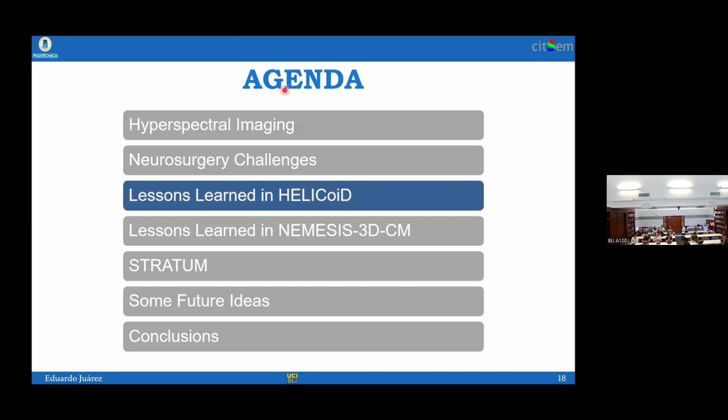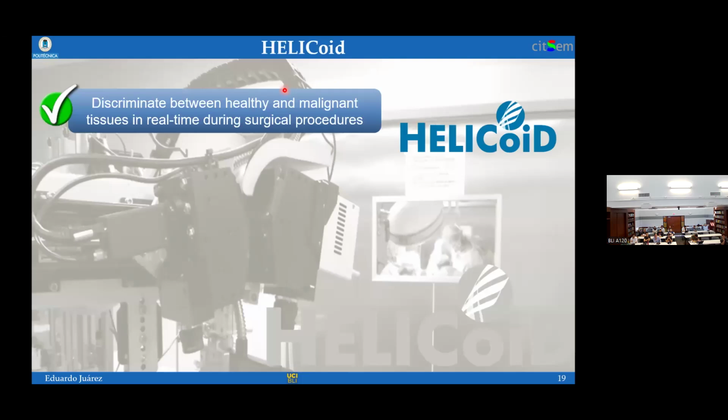So these are the challenges. We have seen hyperspectral imaging. I would like now to introduce the lessons we have learned in the different projects. The first one is the HELICoiD project. The HELICoiD project was a European project in which different partners in different countries collaborate to achieve a certain goal. So what was the goal of the HELICoiD project? The goal was basically to discriminate between healthy and malignant tissues in real time.